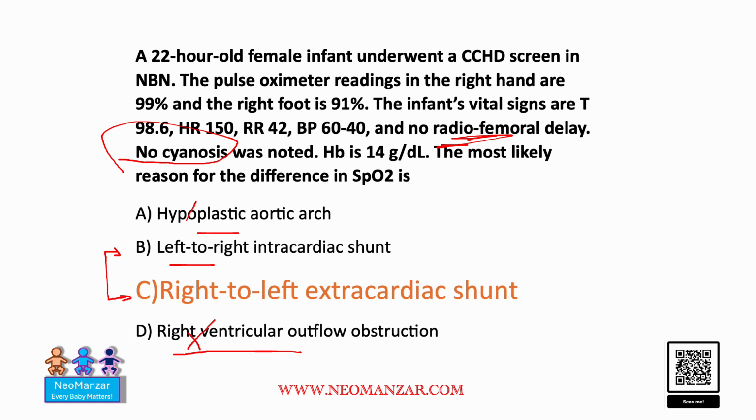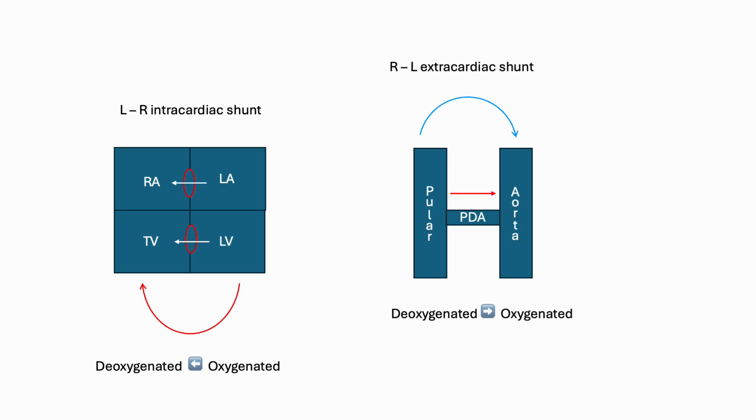And now let's talk about the right to left and left to right, extracardiac and intracardiac. So this is an easy way to remember. So left to right, intracardiac means that the blood is going from the oxygenated side. So this is the oxygenated side. The blood is coming back from lungs. So if the shunt happens in this direction, it will not cause any problems in terms of cyanosis, because the oxygenated blood is mixing with the deoxygenated blood, as compared to the extracardiac right to left shunt, where the deoxygenated blood is coming to the oxygenated side.